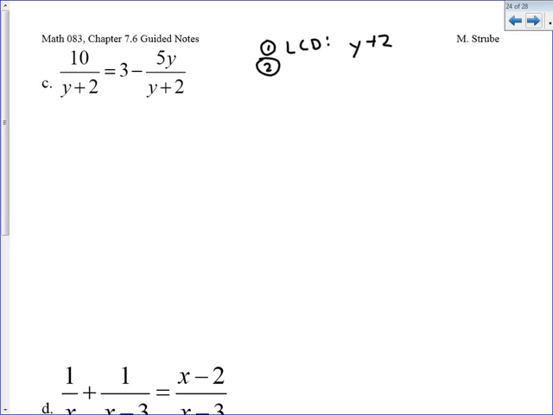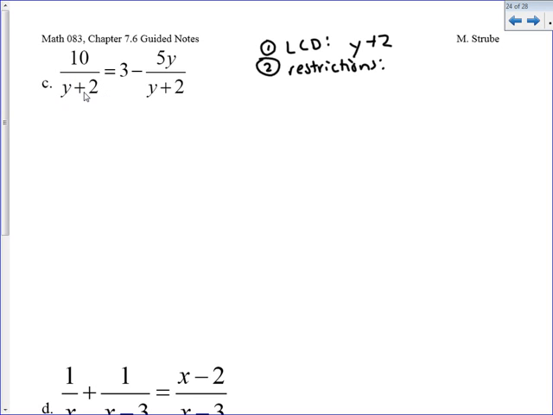So here's one that's a little bit different, Dennis. Restrictions. If I look at my denominator, and it's only 1, so I really only have to look at it once. What value for y would make y plus 2 equal 0? What number would I substitute in for y that would make this right here a 0?